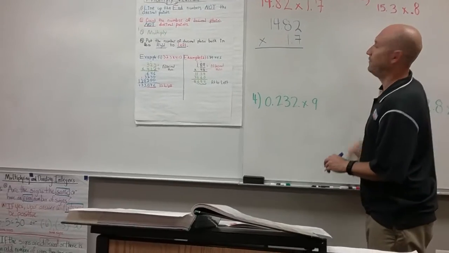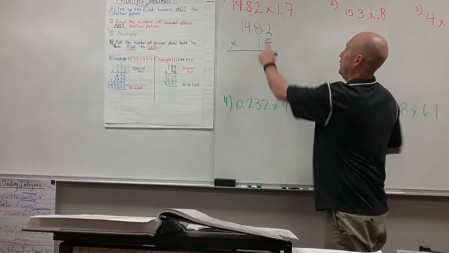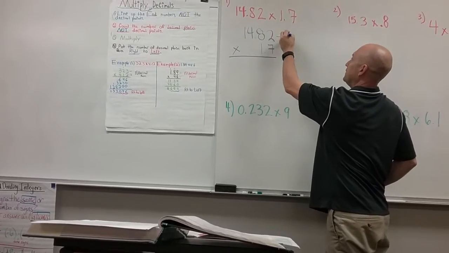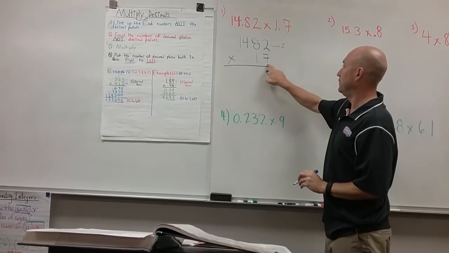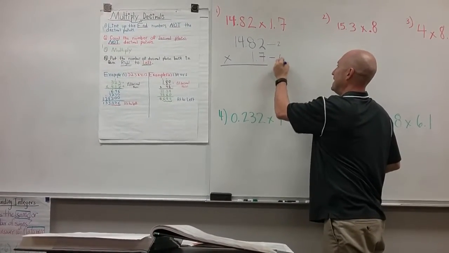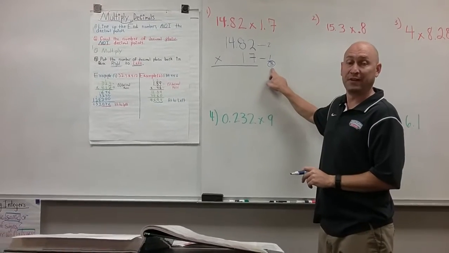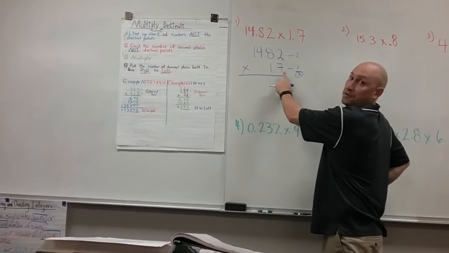Now what I want to do is figure out the number of decimal places to the right of the decimal. 1, 2. I come out to the side, I'm going to write a little 2 to remind myself there's 2 there. I look to the right of the decimal here, I've got 1. So I know that at the end, I'm going to put 3 decimal places back in this answer. Now I go to step 3, which is multiply.